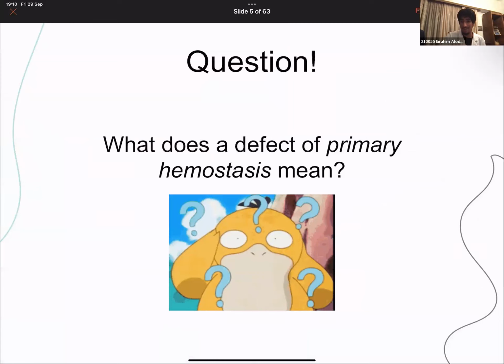Also, you're going to see a lot of Pokemon throughout this lecture. It's kind of my thing. I'm wearing a Pikachu shirt.